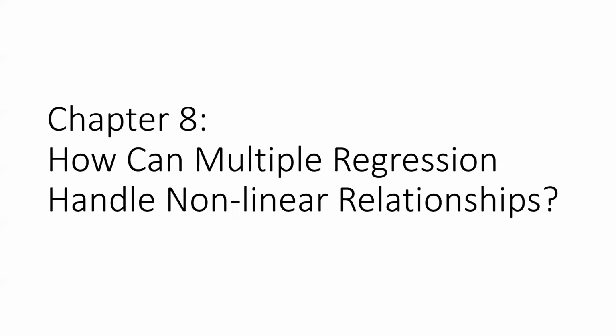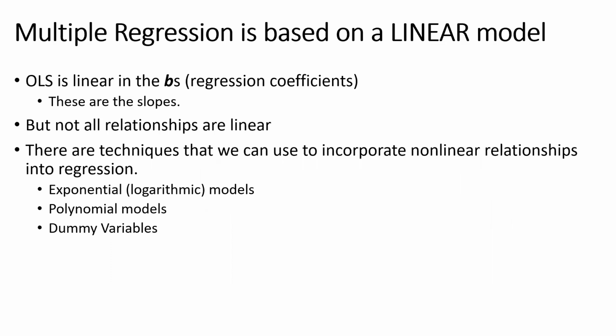Chapter 8 deals with how we can deal with nonlinear relationships using multiple regression techniques. We know that multiple regression is based on a linear model, but we also know that not all relationships are linear. So in the OLS, the ordinary least squares regression, our B values are regression coefficients, reference slopes, which are straight lines that plot through the data, a best fit line, right? That least squares line.